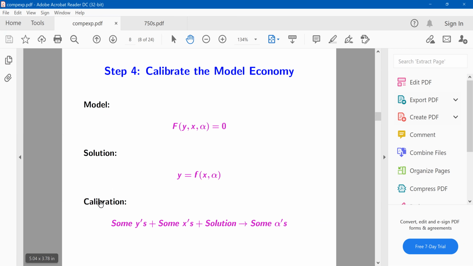Now, the calibration algorithm basically uses the solution of the model. So the algorithm will use the solution and then try to obtain some alphas.